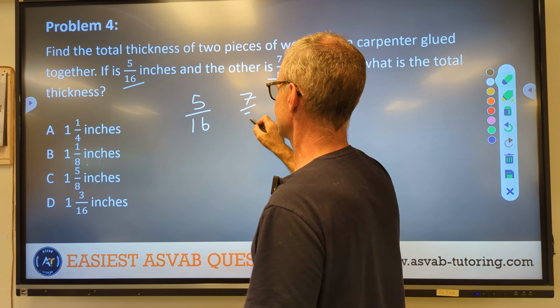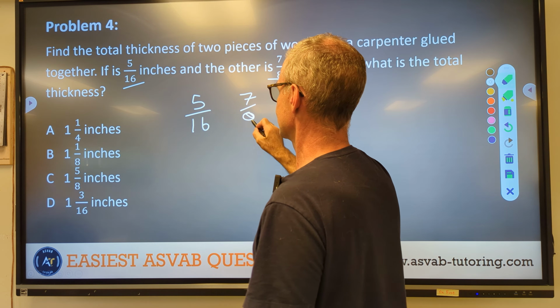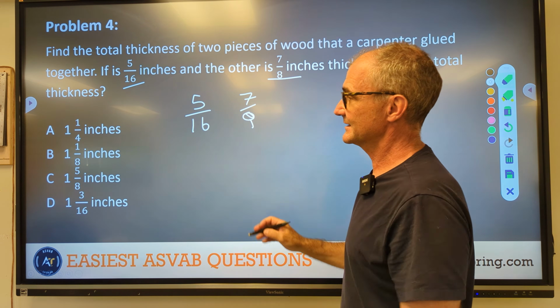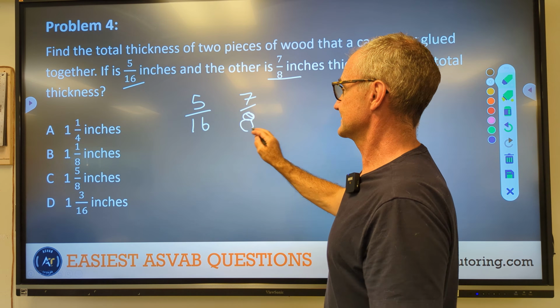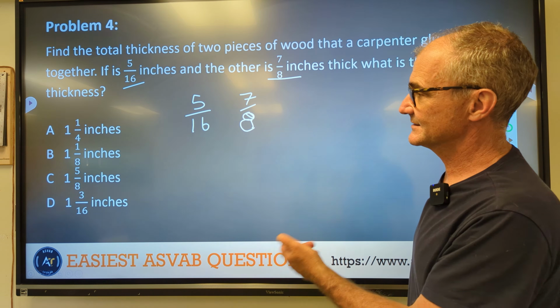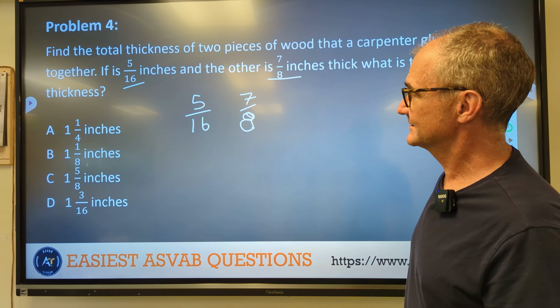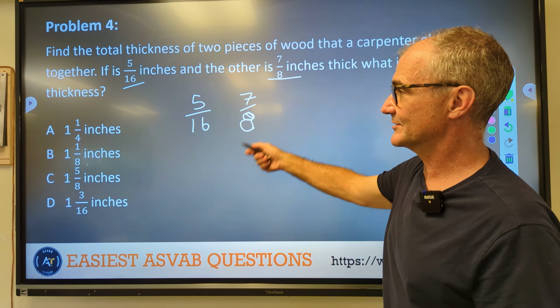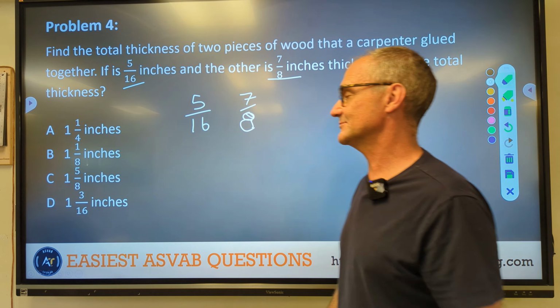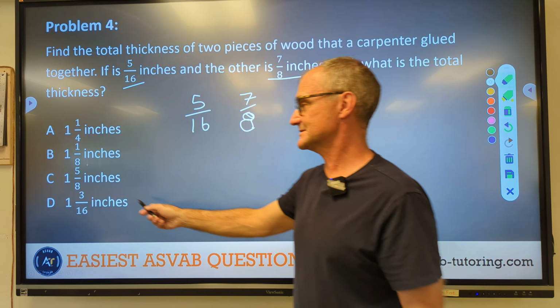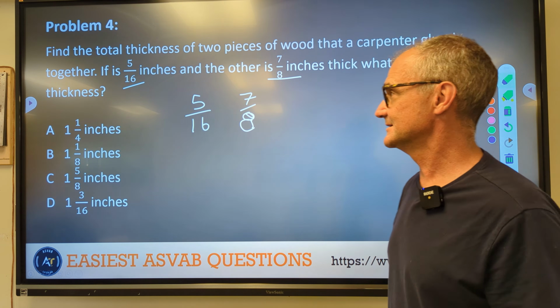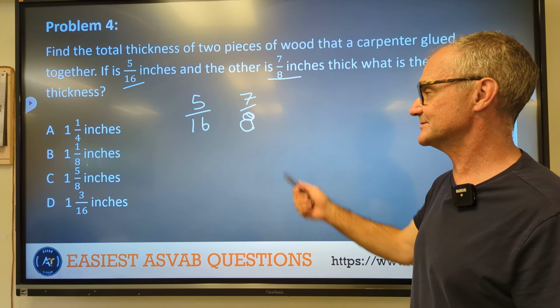Before I do anything, I'm going to glance down to my solutions and see if any of these make sense here. Well, I do know it's going to be more than 1, and all my answers are greater than 1. I can see it's a mixed number and a fraction, but that's about it. So let's go ahead and do this.